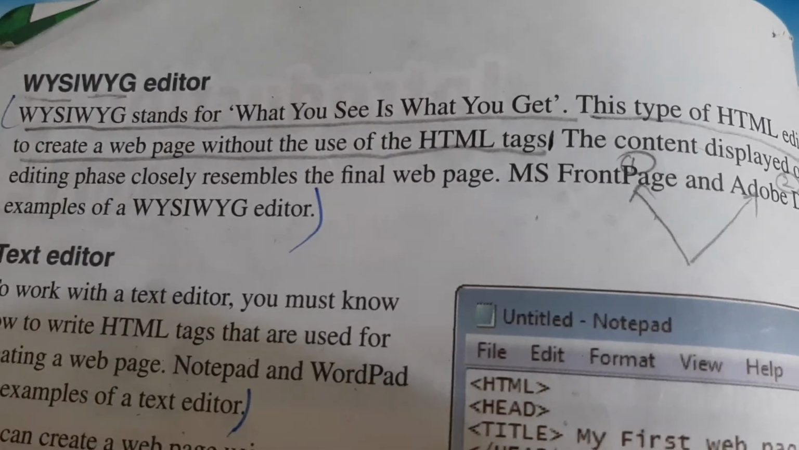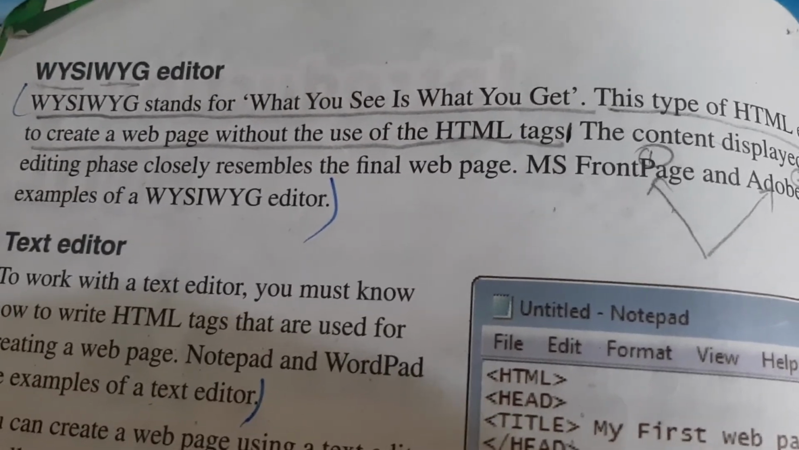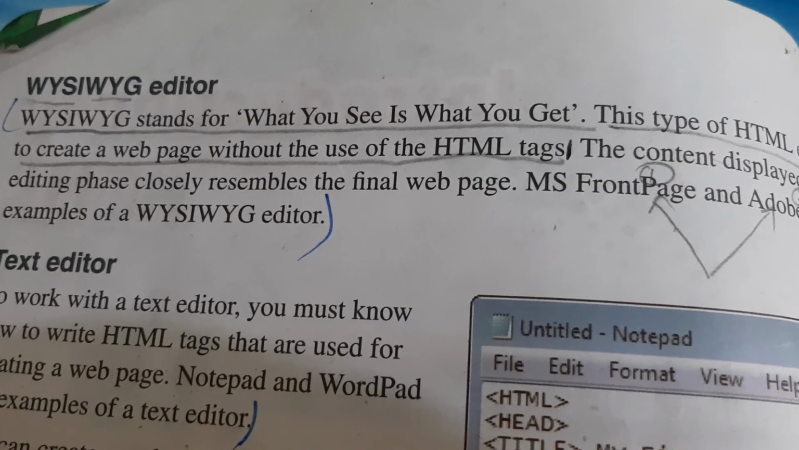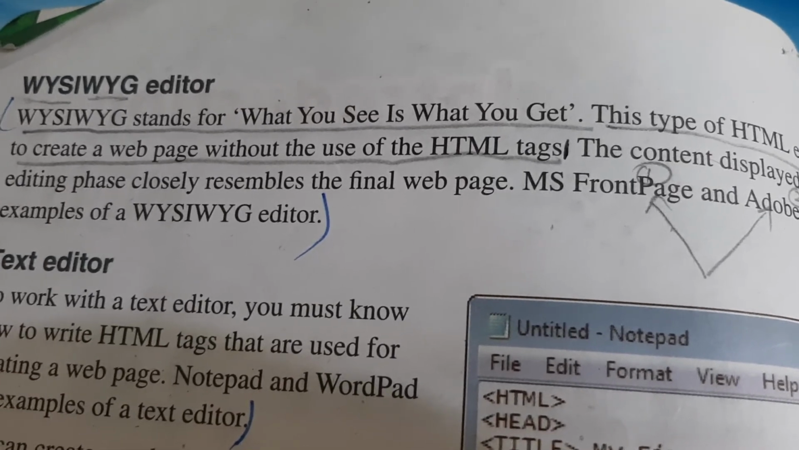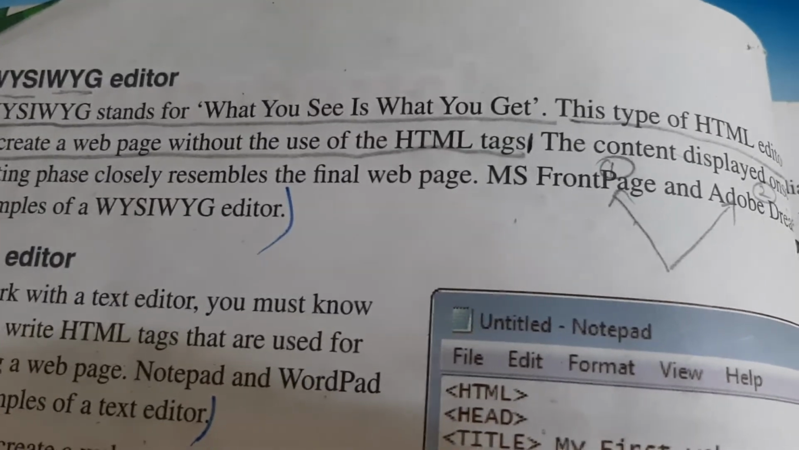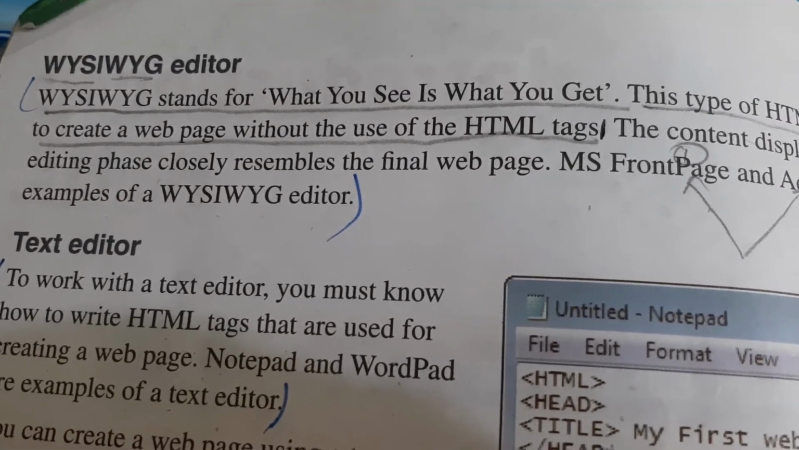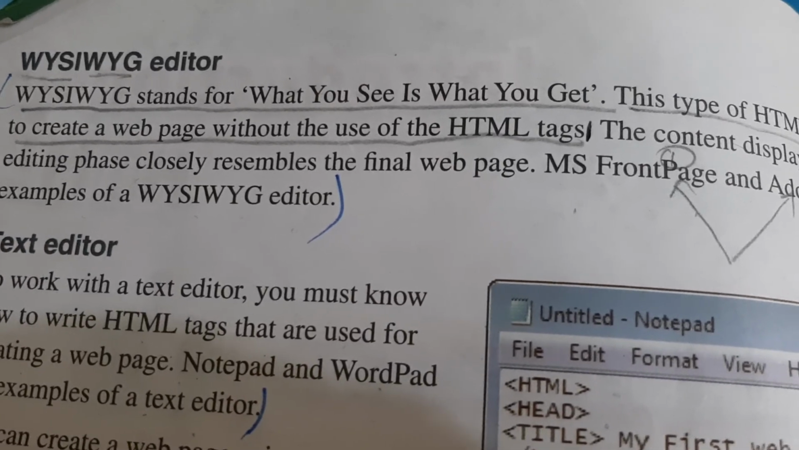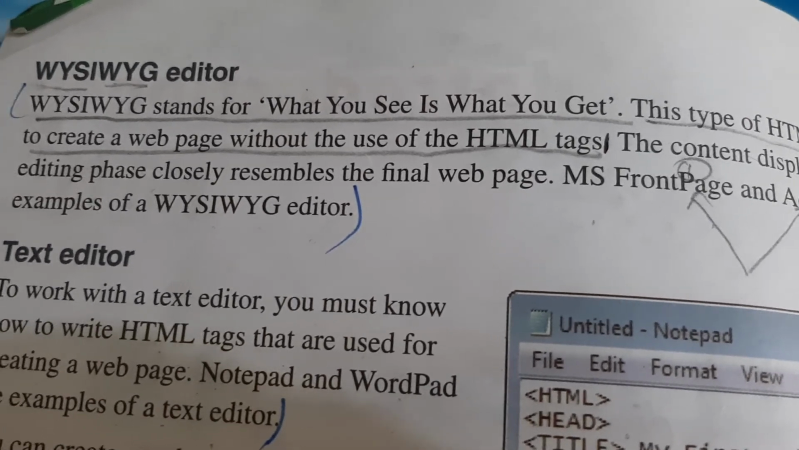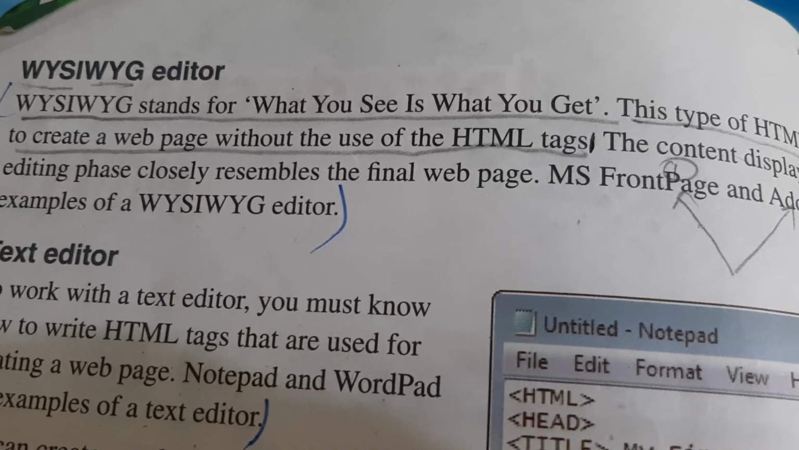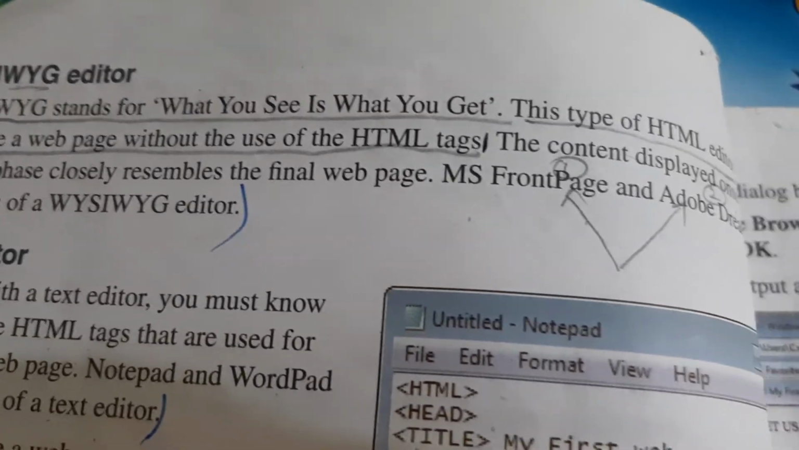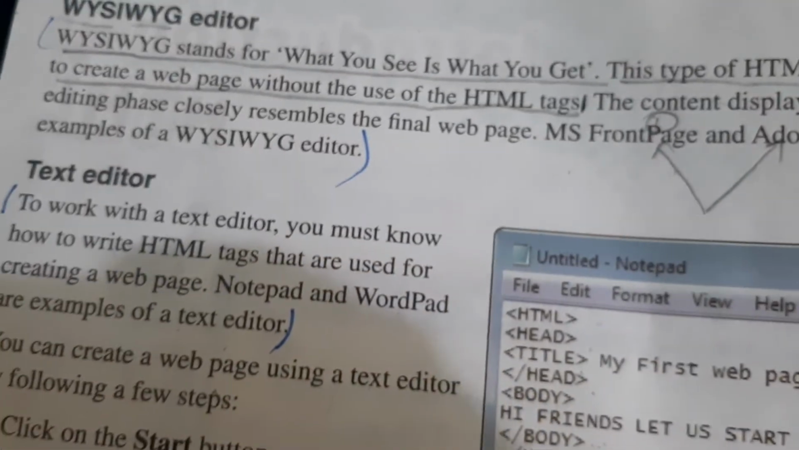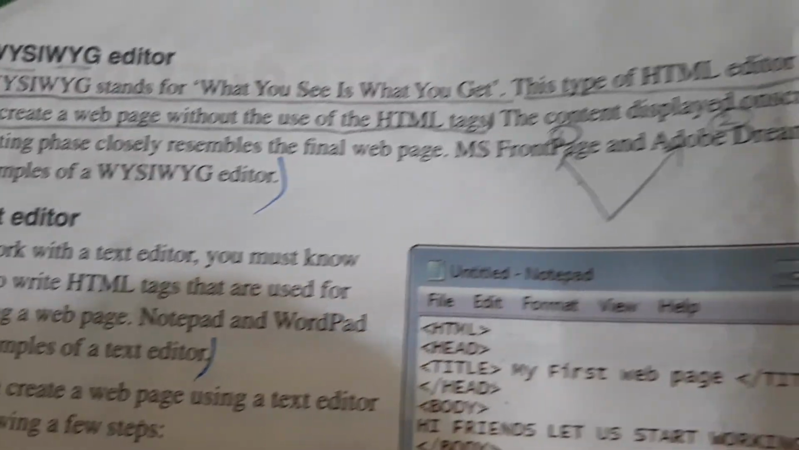Means we create a web page using HTML without tags. The content displayed in the editing phase closely resembles the final web page. Means the code that you write in this editor is very similar to the final result. MS FrontPage and Adobe Dreamweaver are examples of WYSIWYG editors.